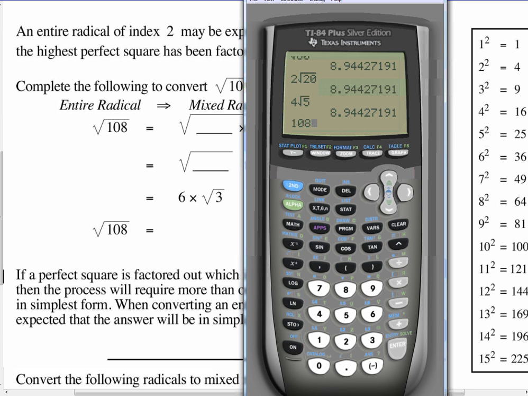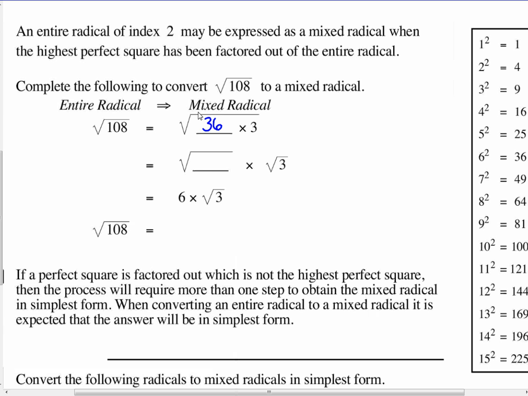Now, will 100 go into 108? No, it would have to be at least half its size. Will 81? No. 64? Maybe. Okay, let's check. Does it? No. Okay, then we try what's next? 49. Nope. 36. Yay! Okay, so there it is. 36 times 3, or root 36 times root 3. And what is the square root of 36? 6. And so it's equal to 6 root 3.